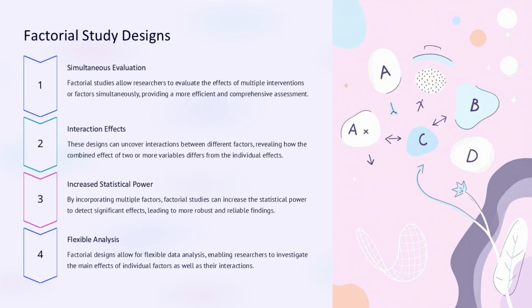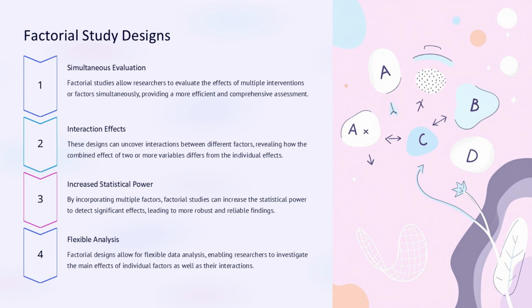Factorial studies allow us to evaluate multiple interventions or factors simultaneously, providing a more efficient and comprehensive assessment. These designs can uncover interactions between different factors, revealing how the combined effect of two or more variables differs from the individual effects. By incorporating multiple factors, factorial studies can increase the statistical power to detect significant effects, leading to more robust and reliable findings.